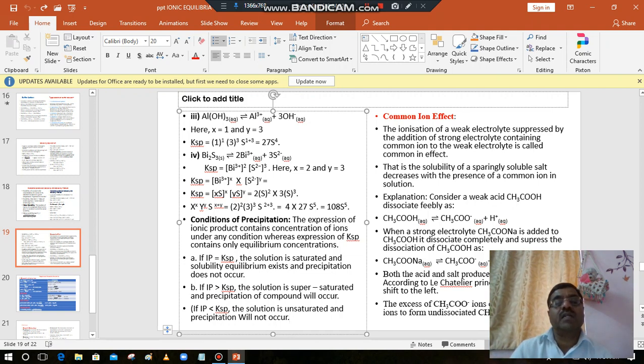These are the three conditions for the precipitation. One, ionic product is equal to solubility product. At that time there is equilibrium between the solubility product and the ionic product, and precipitation does not occur. If the ionic product becomes more than the solubility product, the solution becomes supersaturated and the precipitation will occur. And if the ionic product is less than the solubility product, the solution is unsaturated and precipitation will not occur.